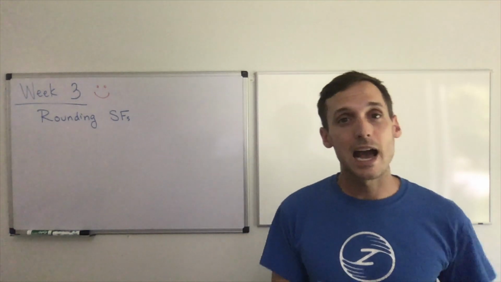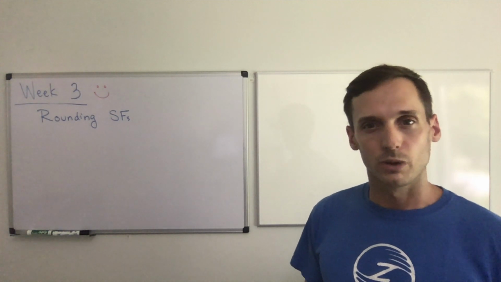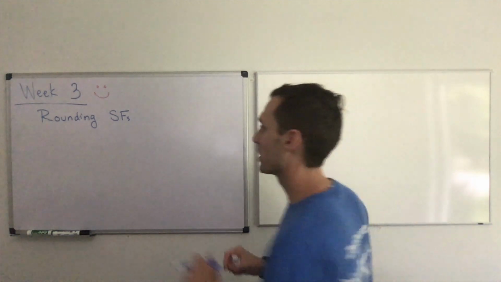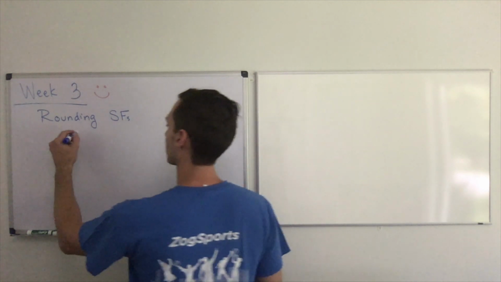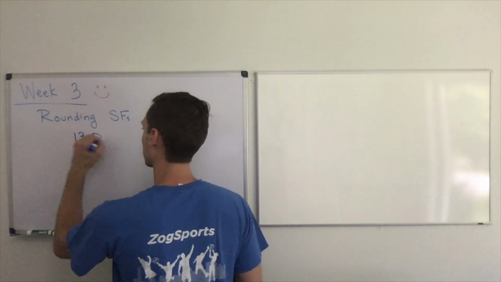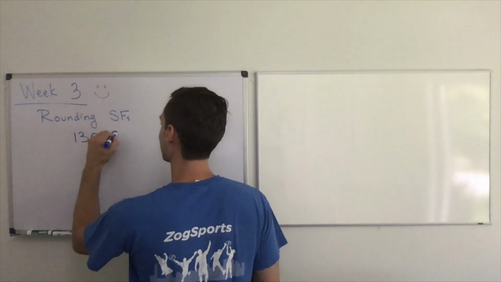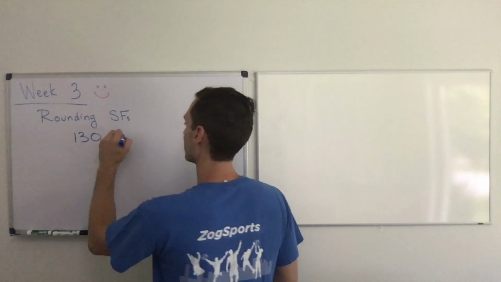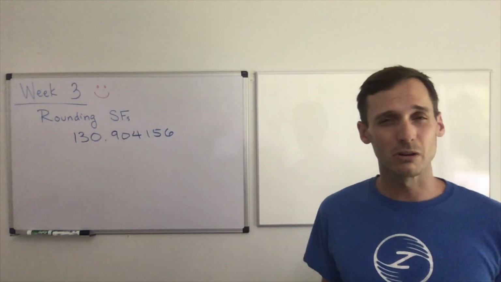So I want to talk about how we are going to round. And this isn't that difficult, but I just want to make sure we're all on the same page. Okay? So let's say you plug in your numbers for your calculation, and the calculator gives you this gross number, 130.90415.6. Okay, something gross like that.